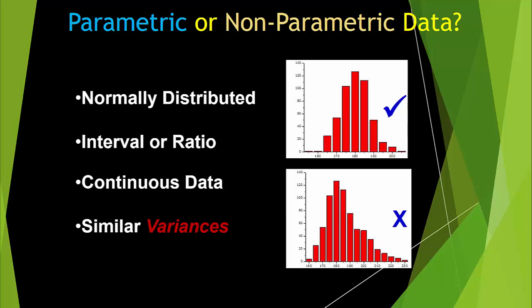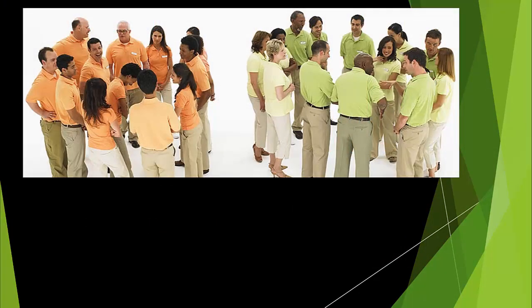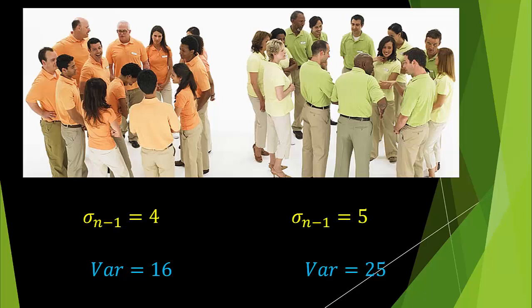Now, this word similar seems a bit vague, doesn't it? If you think of 2 groups with standard deviations 4 and 5 respectively, at first glance it seems they have similar spread. But remember, the variance is the square of the standard deviation, so we're actually comparing variances of 16 and 25 respectively, not so similar after all.